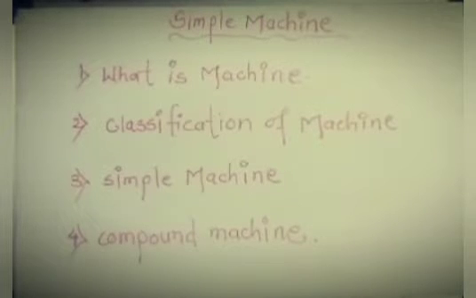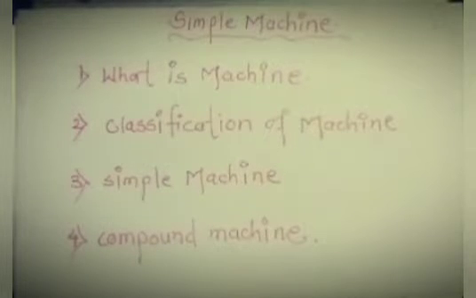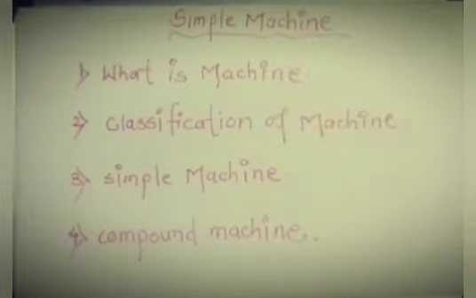If I have to lift a certain load, then for lifting that load I have to apply a certain effort, a certain energy. Whatever energy is applied is nothing but the effort, and whatever load is to be lifted is nothing but the load. On the basis of that, there are two types of machine: the first one is the simple machine and the other one is the compound machine.